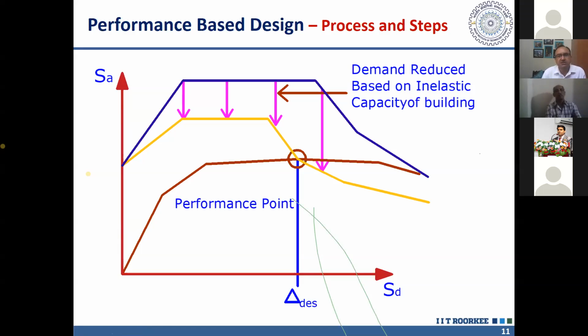The displacement at which this intersection is occurring, we call the performance point. We check this performance point for acceptance for our building, whether it is satisfying the targeted performance level or not. If it is not satisfying the targeted performance level, we have to change our structure. So we have to iteratively change its strength and ductility in such a way that we get this performance point in the desired range, so it is able to satisfy the performance levels which we have targeted in our design.